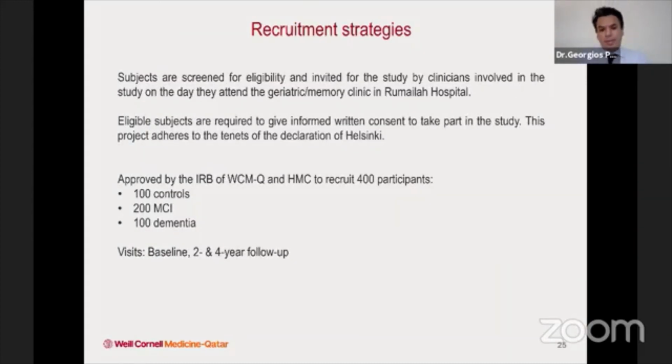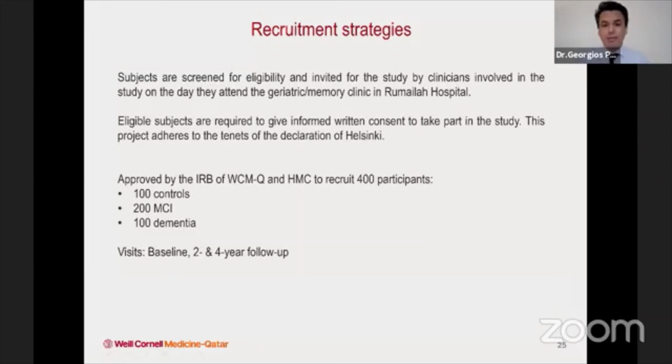So now I'm moving on to what the recruitment strategies are. We could recruit patients in neuroscience, in neurology, but we chose the memory clinic in Rumeila Hospital because we get there specifically patients who have memory complaints, and that will increase our chances of getting the numbers we require for our study. We have got an IRB approval to recruit 200 patients with mild cognitive impairment and 100 patients with dementia. That's a large number.